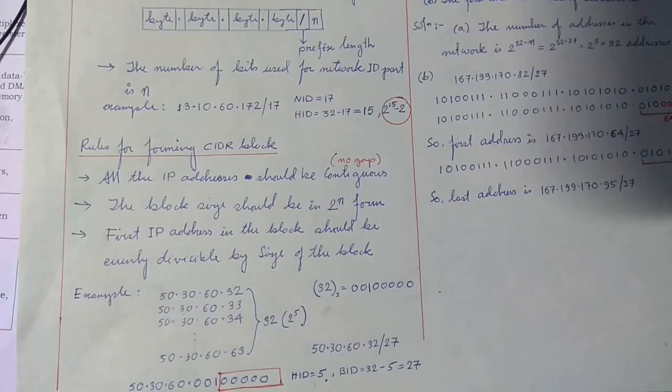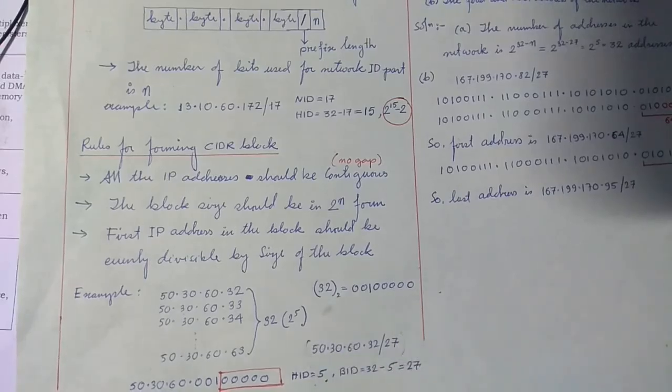Now let us see how many bits are there in the network part here. We have already made this the first IP address, so these last 5 bits are all 0. This denotes the number of bits in the host ID. So the remaining 32 minus 5, that is 27, will denote the number of bits in the network ID part. Therefore, I can write this whole block as 50.30.60.32/27. So this is nothing but the CIDR notation here.